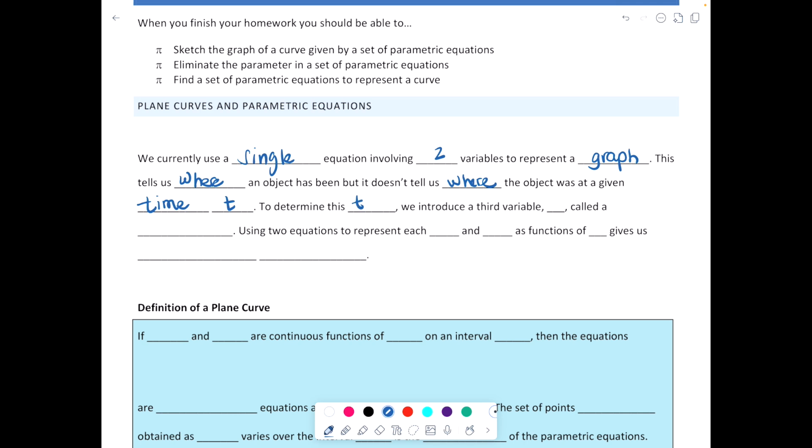To determine this time, we introduce a third variable, t, called a parameter, using two equations to represent each x and y as functions of t gives us parametric equations.